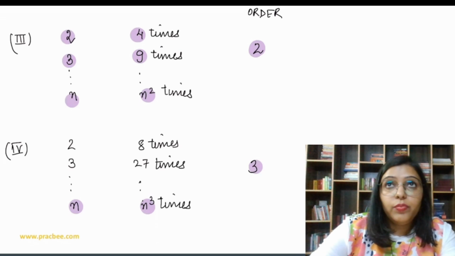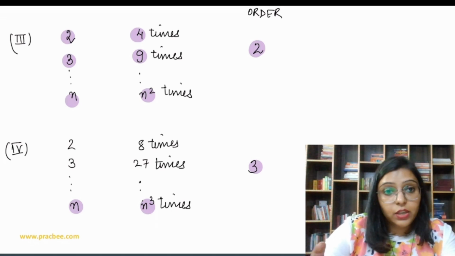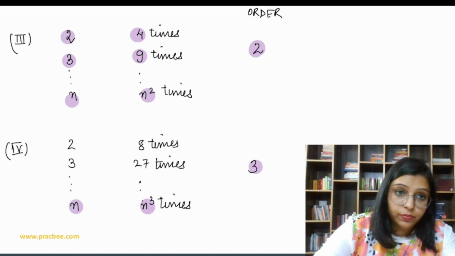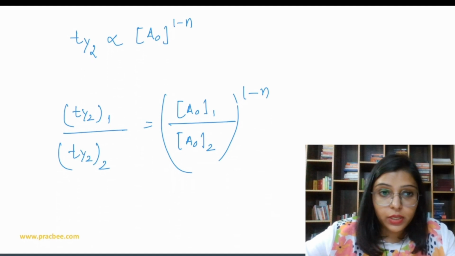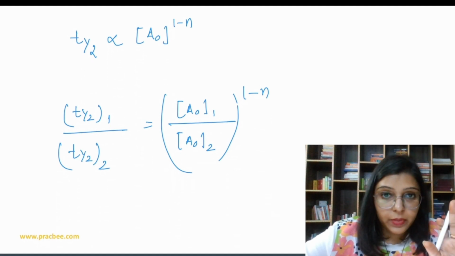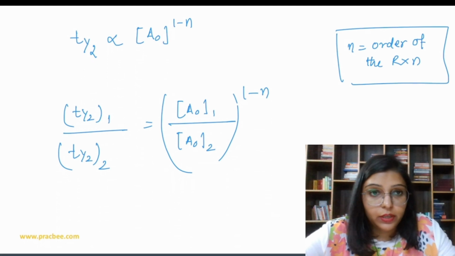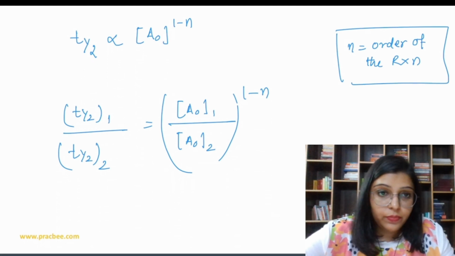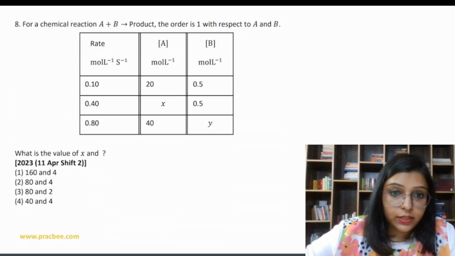Okay. So we can also find out the order with respect to the half-life. If half-life is given, then we can predict the order of the reaction. T half is directly proportional to the concentration to the power 1 minus n, where n is the order of the reaction. So from this formula, we can predict the order of the reaction. Okay, that's it. Now let's start solving question number 1.